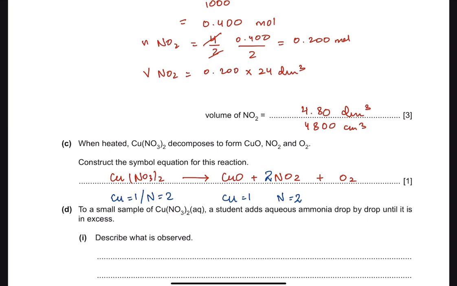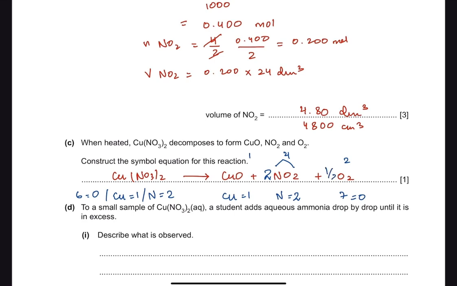Left side has 6 oxygens. Right side has 2, 2 2s are 4, 2 over here, 1 over here. So right side has perhaps 7 oxygens, which is not cool. We can decrease the oxygens by adding half before O2, so that is also okay for us.